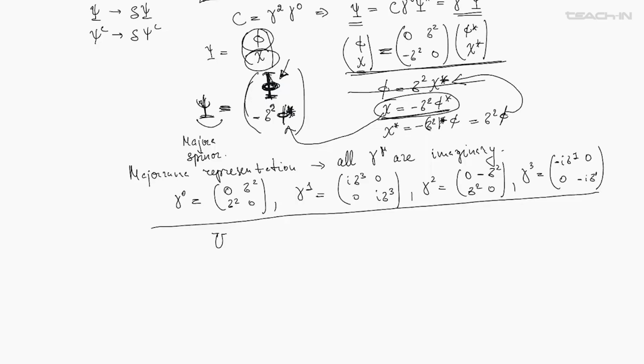So if gamma mu are Dirac and this Majorana gamma matrices, then the relation is gamma mu Majorana, where you can check that explicitly this matrix U is given by 1 divided by square root of 2, 1 sigma 2 minus 1. And this matrix is explicitly unitary. U dagger U is equal to 1.